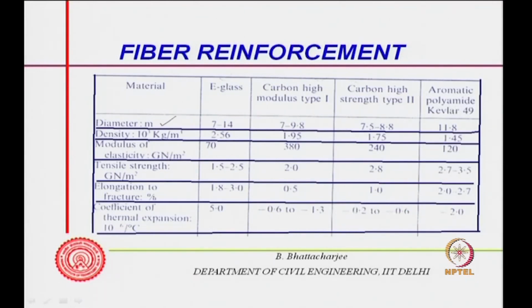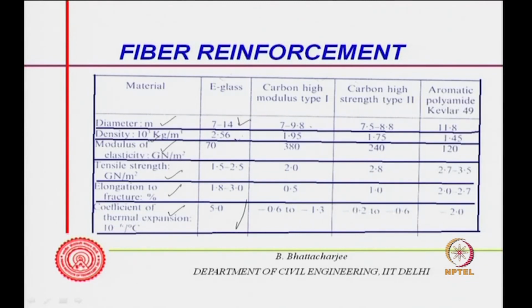Fiber diameter, density, modulus of elasticity, tensile strength, elongation, coefficient of thermal expansion. These are important properties, and some of this data for these materials is available in literature, taken from Hannant's book.